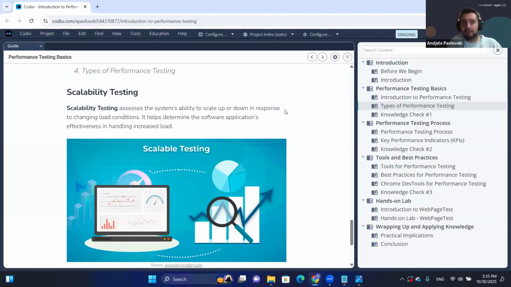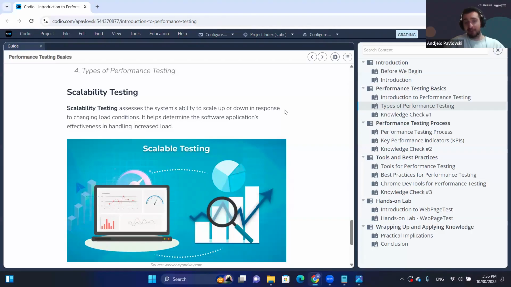And then scaling up supports larger user traffic at a given moment. And why do we need to test this? Well, we want to make sure that the system does not use up resources when it's not necessary. So if we have 10 users per hour, we won't really need to use, let's say, 32 gigs of RAM and an octa-core processor for that, right?